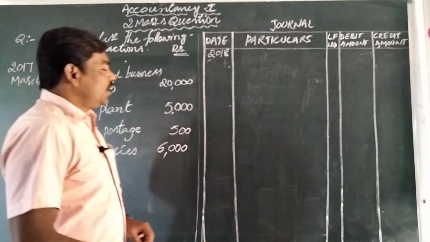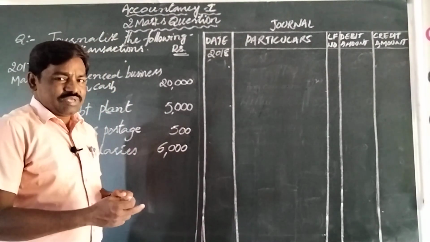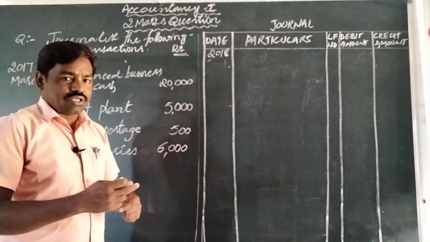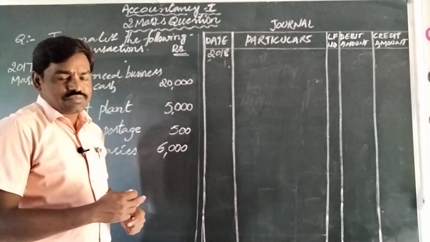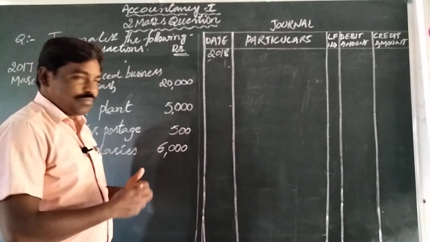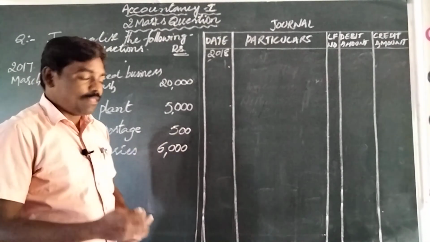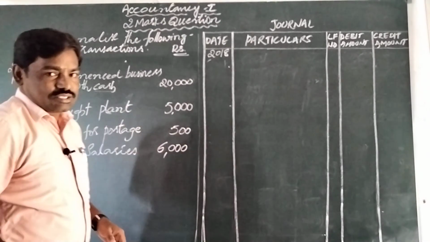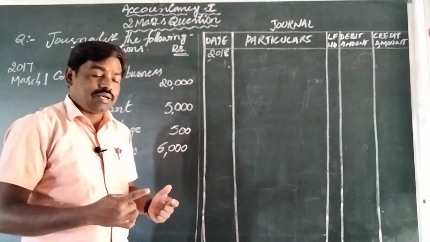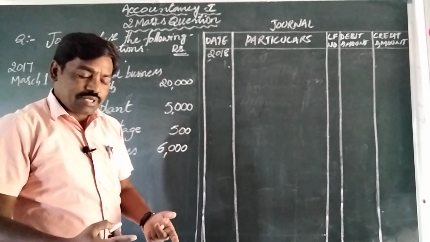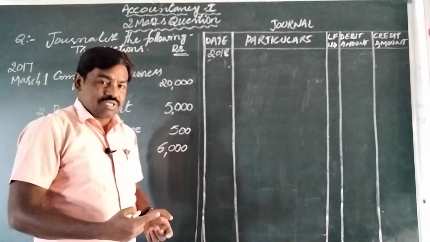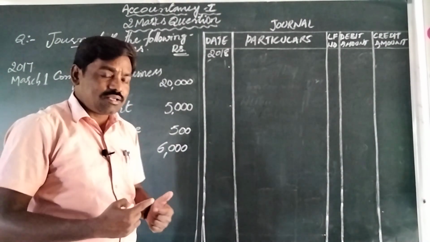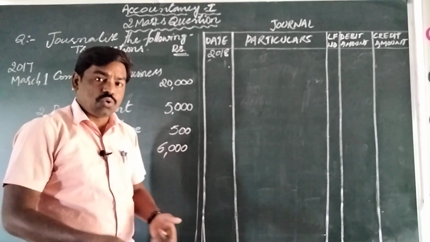So here when we started the business, commenced means here starting. So when we started the business with cash of rupees 20,000 as capital, here cash is an asset related to real account. Okay, the real account principle says what comes in, debit; what goes out, credit.